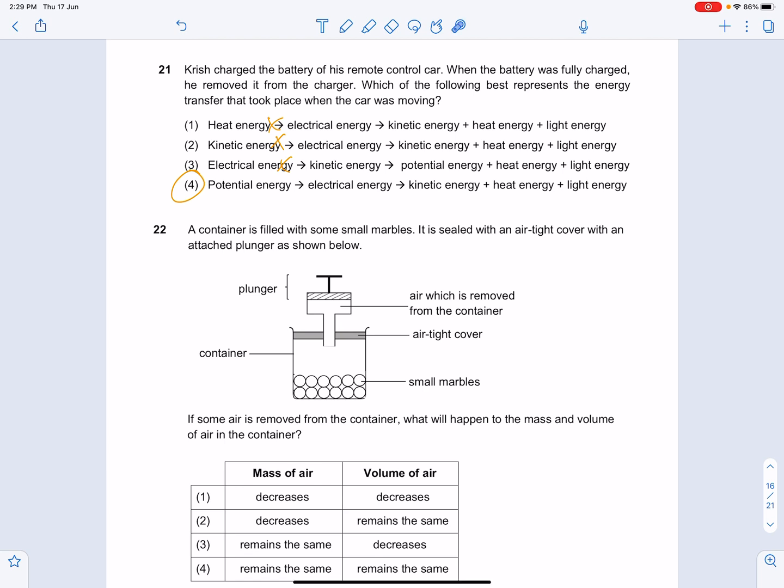From chemical potential energy, it will be converted to electrical energy, which is then needed to run your car. And when your car is moving, it's kinetic energy. And when it's moving, it generates heat energy together with light energy, because your car probably has some flashing lights, colorful lights, to make it attractive.